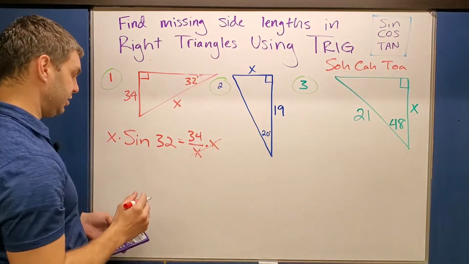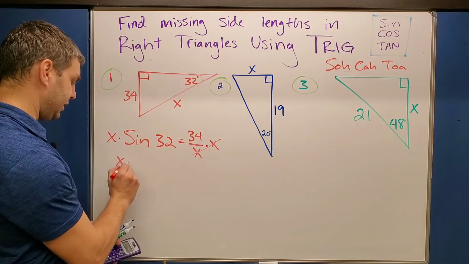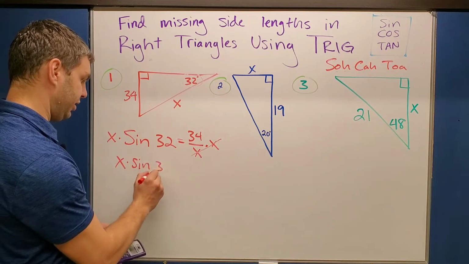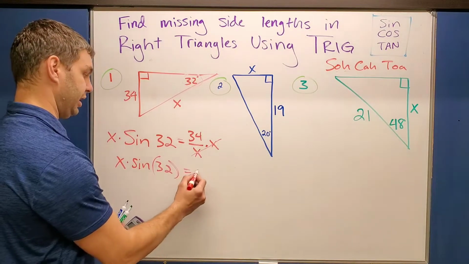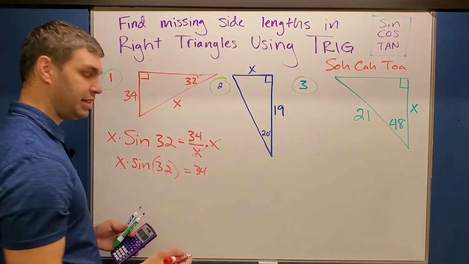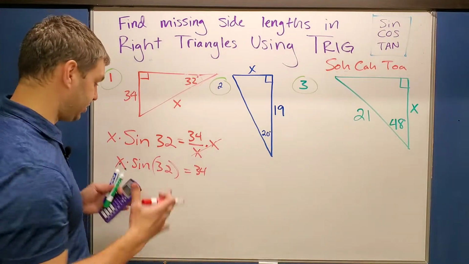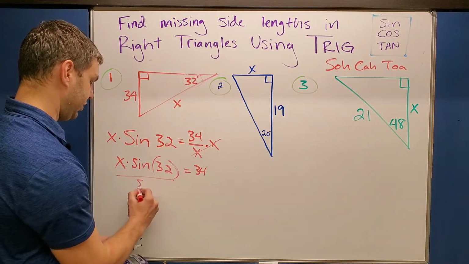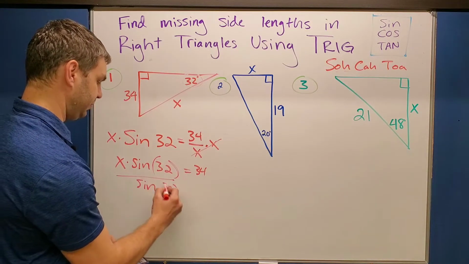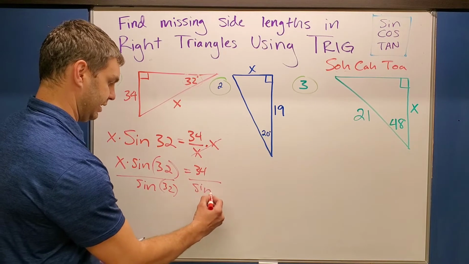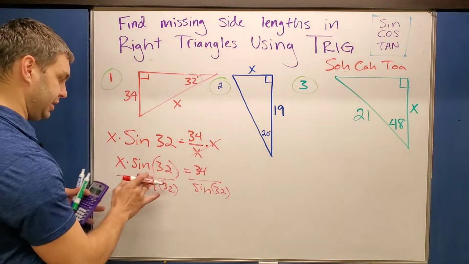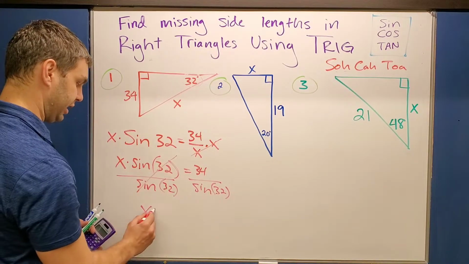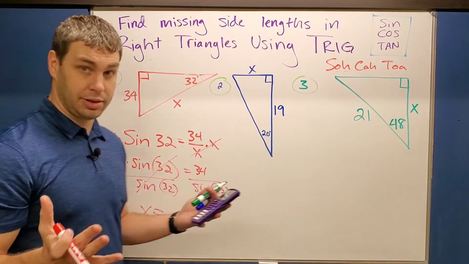You saw I crossed those out. On this side, though, I'm left with just x times sine of 32, and in your calculator, you might have parentheses around that. That just equals 34 on this side. Now to isolate the x so we're able to solve, I have to divide both sides by sine of 32. And we're going to let the calculator do all the work here. So on the left side, this cancels, and we're left with x. On the right side, I have no idea what that's going to be.